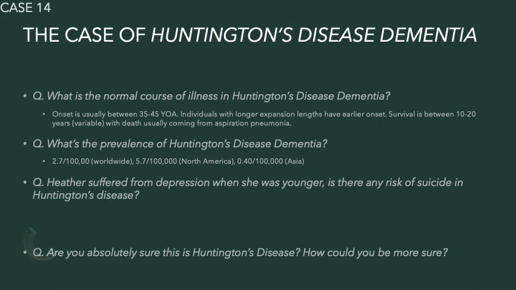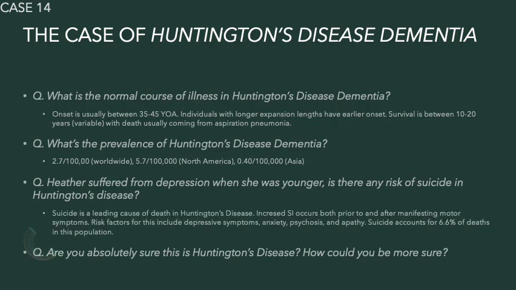Heather suffered from depression when she was younger. Is there any risk of suicide in Huntington's disease? Yes, suicide is a leading cause of death in Huntington's disease. Increased SI occurs both prior to and after manifesting motor symptoms. Risk factors for this include depressive symptoms, anxiety, psychosis, and apathy. Suicide accounts for 6.6% of deaths in this population.